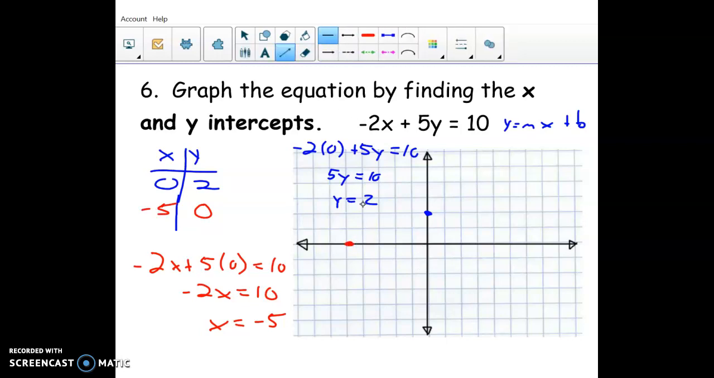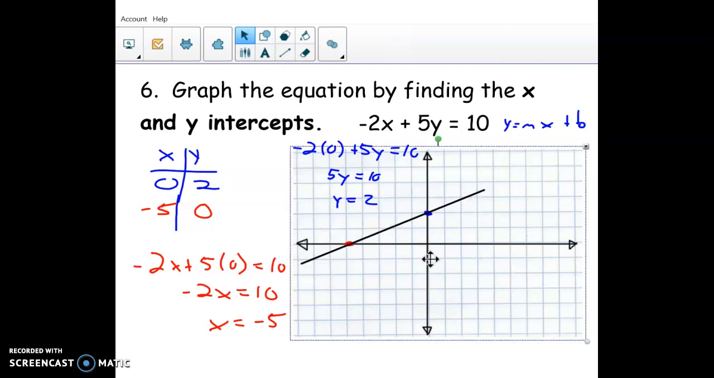Okay, and then we're pretty much done. If we have to make the graph, once we have the intercepts, just draw the line through the 2 points and boom, we're done. Okay, so that's graphing with the intercepts. And the key is, remember, they're the 0 points in the table. Find the 2 points and connect the dots.